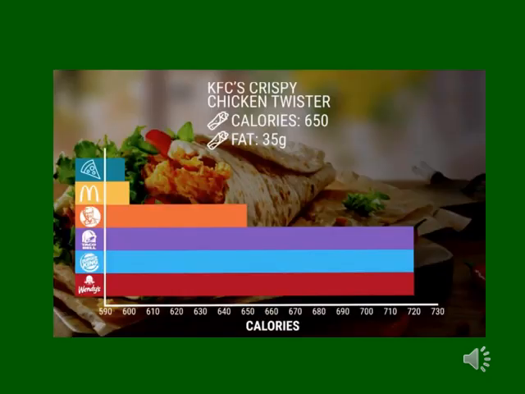Here's one that's from an ad for KFC, and it makes it seem like their product is way healthier than Taco Bell and Wendy's and Burger King. But when you look at the bottom, you can see that the graph starts at 590 calories and it goes up to 720. And, yeah, they're a little bit healthier, but not really all that much.